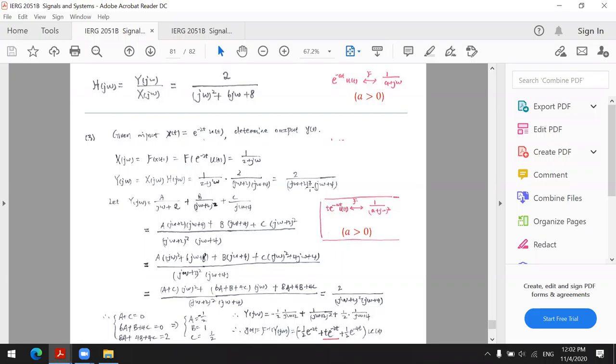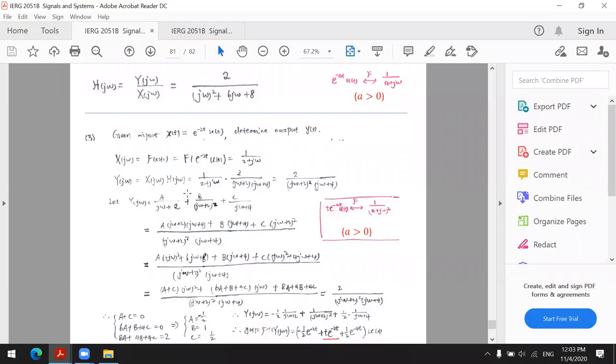Again, we want to apply the partial fraction expansion to split this capital Y. But since it has a square term, we need to split it into three terms, right? One is A divided by (j omega plus 2), corresponding to this j omega plus 2, a first order term. And since it has a square here, there's also a square term, (j omega plus 2) squared on the denominator with coefficient B, and then another term with j omega plus 4 on the denominator.